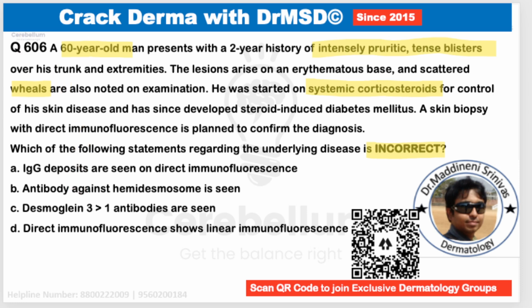So what is the false statement or incorrect here? Option C, desmoglein 3 and 1 antibodies are seen in Pemphigus vulgaris but not in bullous pemphigoid.